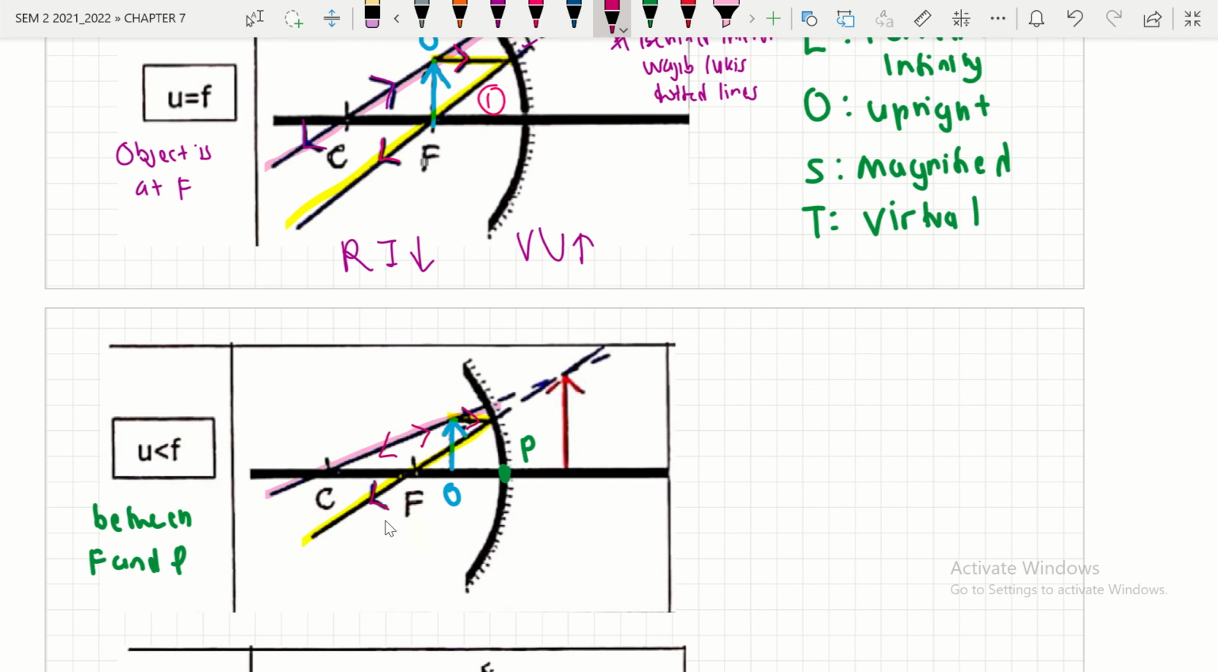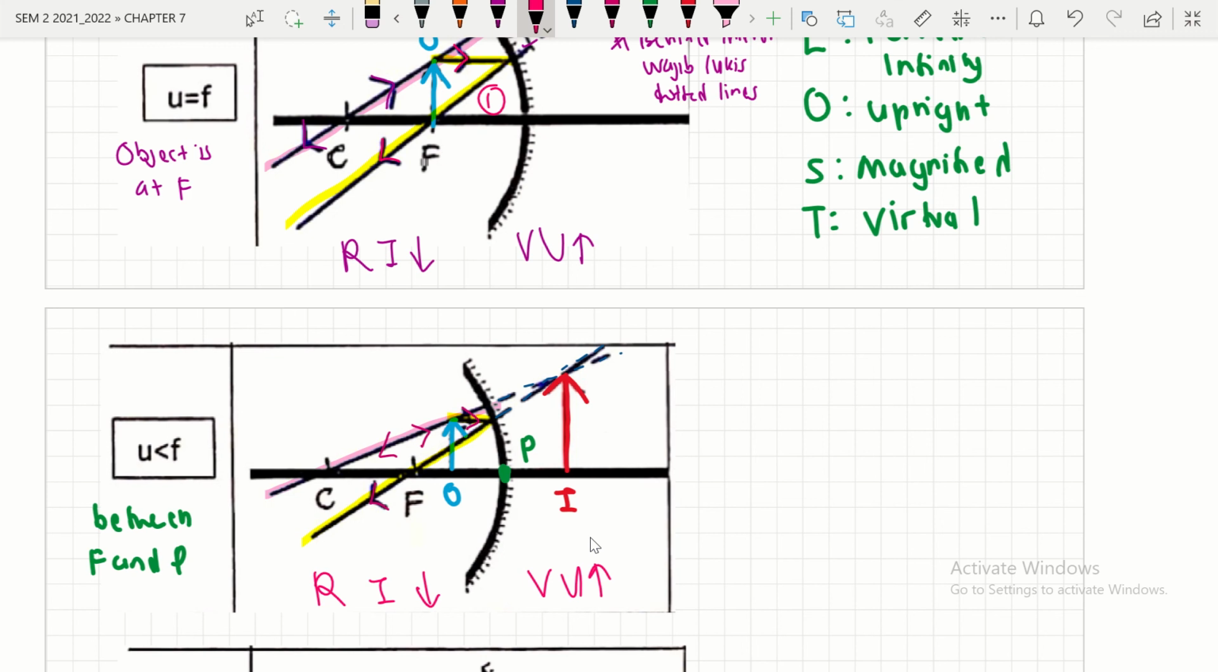So sekarang kita tak akan dapat image form dekat belakang. Jadi kita kena buat apa? Tarik dotted line. Tarik ni. Tarik sampai awak jumpa intersection dia. So intersection yang awak jumpa adalah di sini. So image awak adalah di sini. So ingat balik konsep review kita, RIVU, real inverted virtual upright.